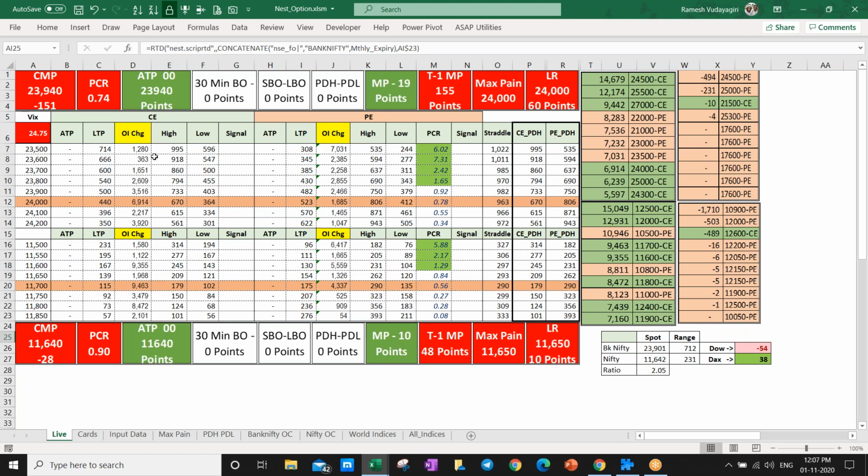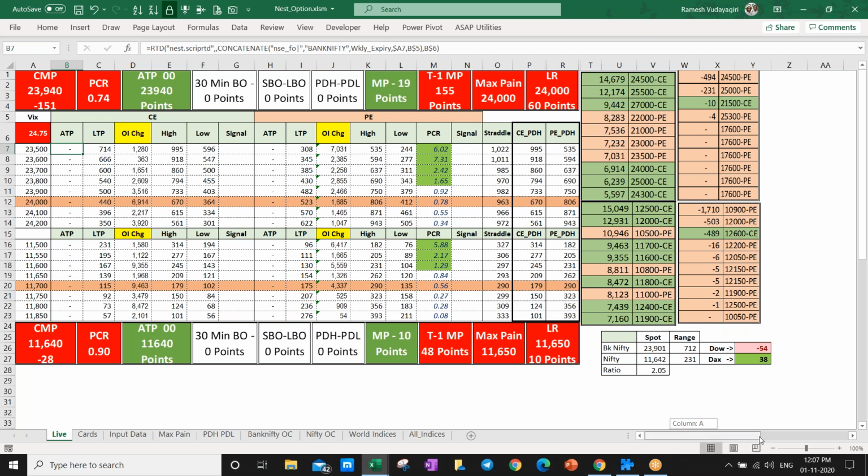And the PCR is calculated based on the open interest data, and we can also see the VWAP, or ATP. Because the average traded price is not published during after-market hours, this is showing 0. That's the reason you're seeing this figure. During the market hours, you'll be able to see the full value.